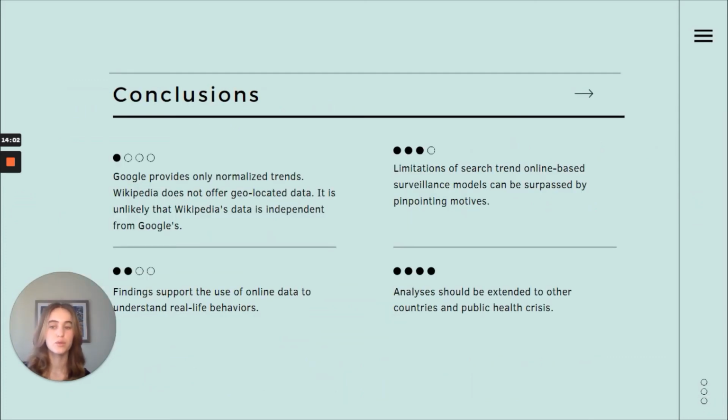Before jumping into the conclusions, it's important to remember that Google provides only normalized trends, not absolute counts, and that Wikipedia does not offer geolocated data. It's also unlikely that the Wikipedia data is completely independent from Google's. But regardless of that, we can see that the limitations of search trend online-based surveillance models can be overcome if we pinpoint the motives behind them. Also, our findings support the use of online data to understand real-life behaviors, even in non-health settings.